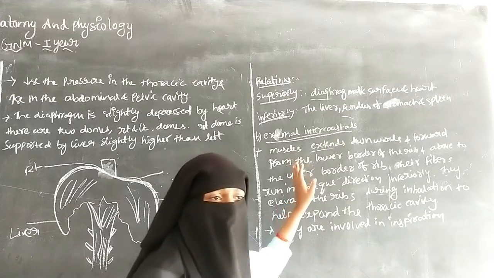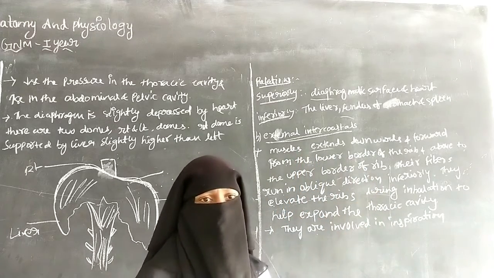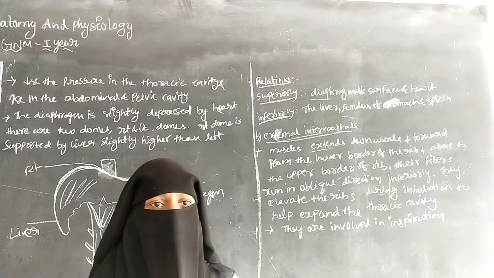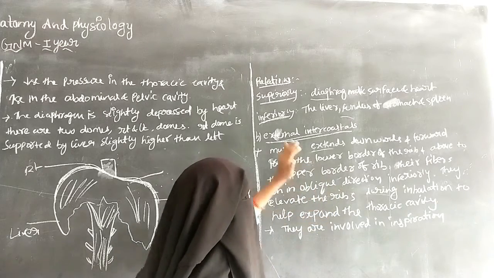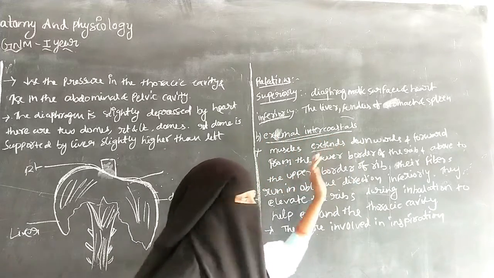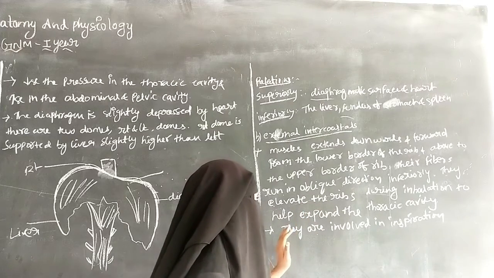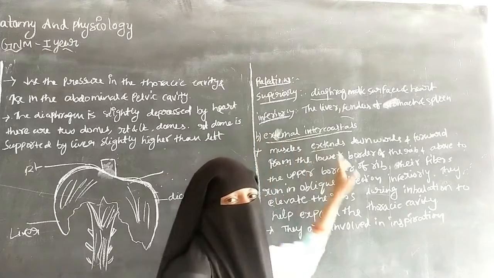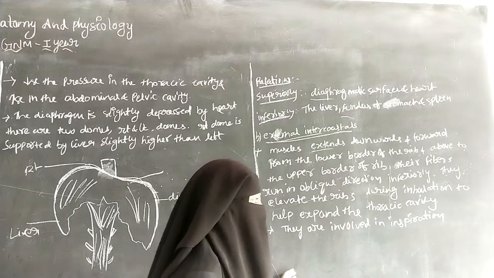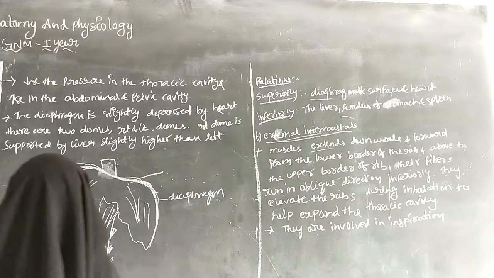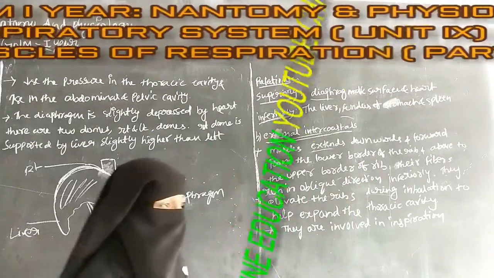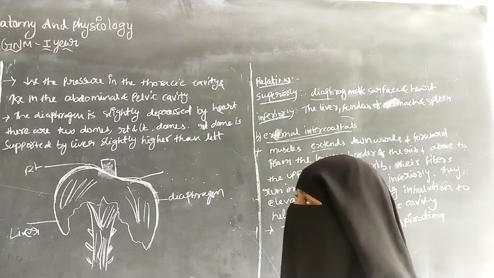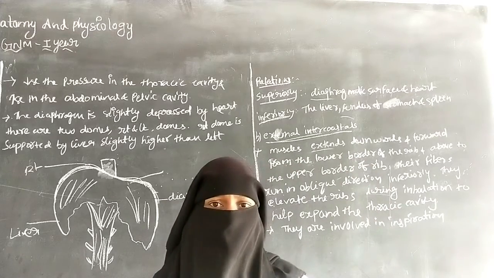Because of the external intercostal muscles, the thoracic cavity expands and the ribs elevate during inhalation. So the external intercostal muscles help with inhalation and are involved in inspiration. So that is about the muscles of respiration, the inspiratory muscles, which are one part of the muscles of respiration and help with respiration.